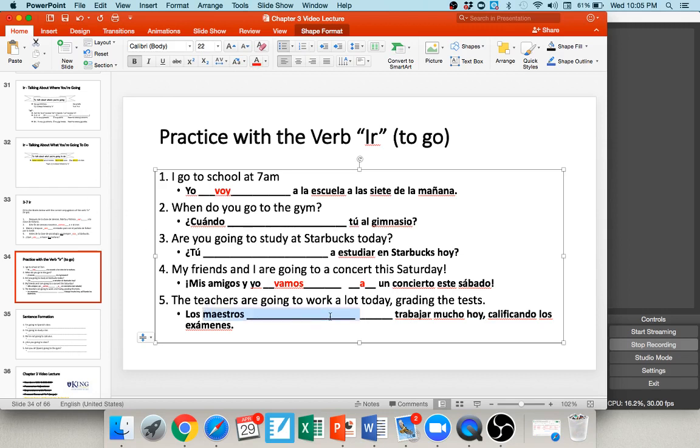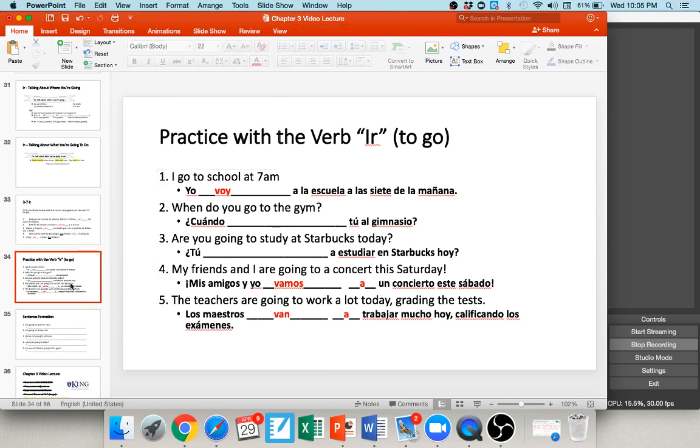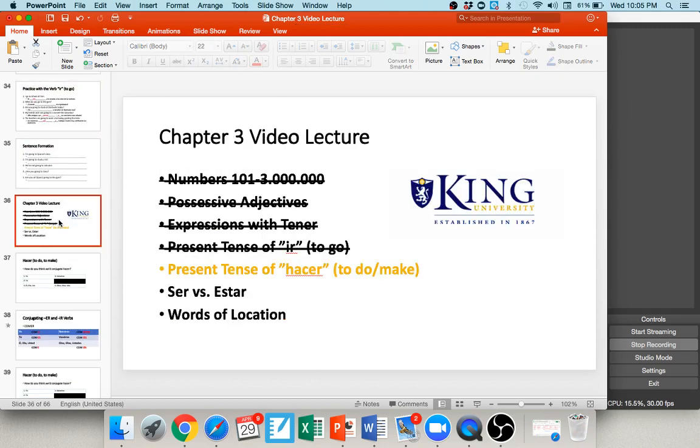Los maestros blank trabajar mucho hoy calificando los exámenes. So the teachers blank to work a lot today grading the exams. The teachers, they are going to work. So they go, van. We can't just say van trabajar. They go work. They're going to work. So van a trabajar mucho. Okay? Hopefully you're feeling better about these things.